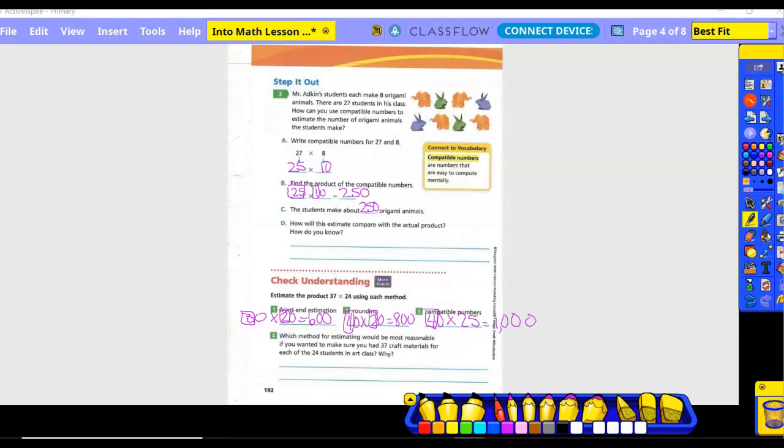Should we also do that with money? Yes. Okay, because if you want to go buy something and you don't bring enough money because you estimated too low, then are you going to be able to buy it? No. Okay, so number 4, compatible numbers would have been our better bet.